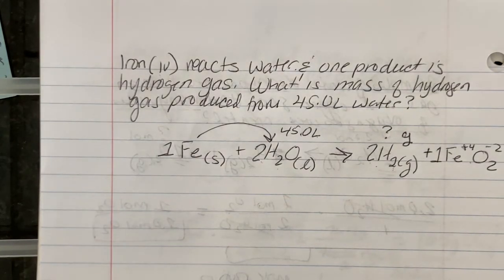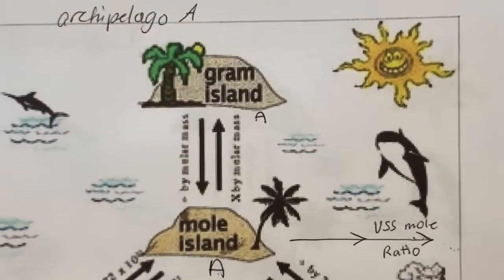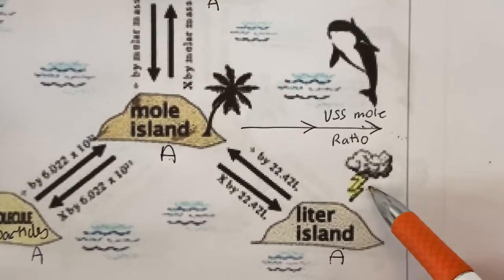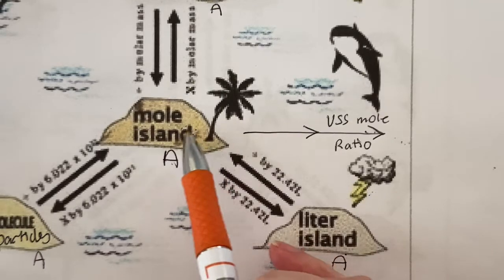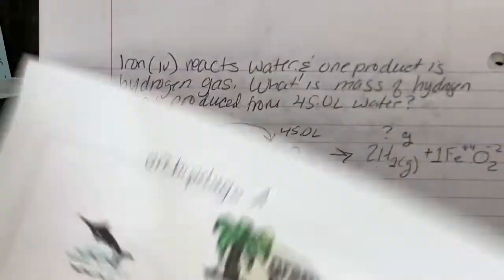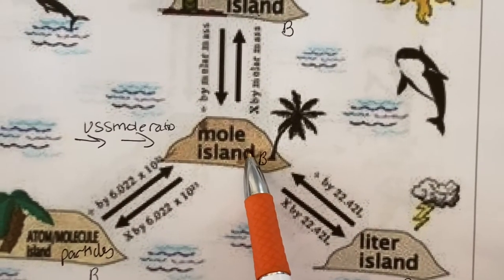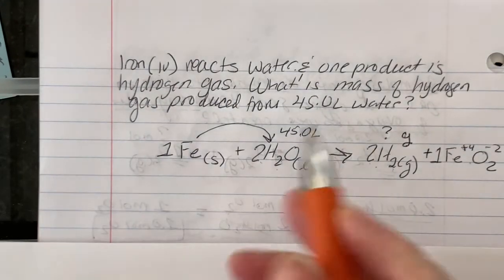So when I'm looking on my mole island, I'm starting out with liters of water. So archipelago A, because it's the first one. Liters of water. I can't jump on the mole ratio from there. There's thunderstorms there. I have to go to Mole Island first because that's the only place it's big enough for the mole ratio boat to dock. So liters to moles to the mole ratio so we can convert from one chemical to the other. We land on moles over here, and then we're going to grams because we wanted to find grams at the end. So what's that pathway again?